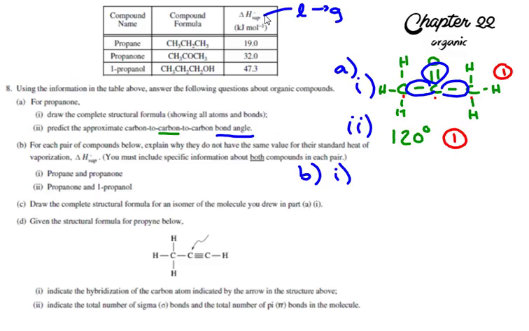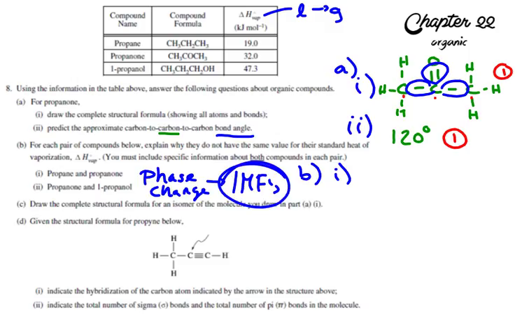Let me just translate that first. The bigger the value, what it means is more energy is required to break apart the molecule from a liquid to a gas. Right? We're overcoming what? Bonds, specifically IMFs, right? Phase changes. That's what I'm going to write right here. This is a phase change. That's the hidden part of this problem.